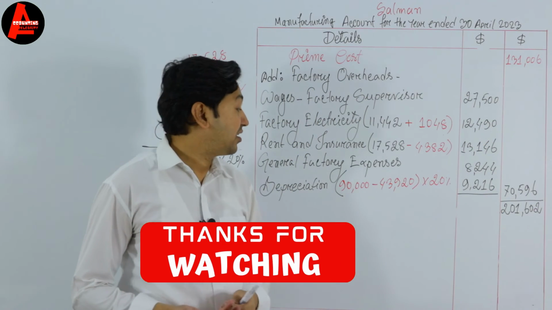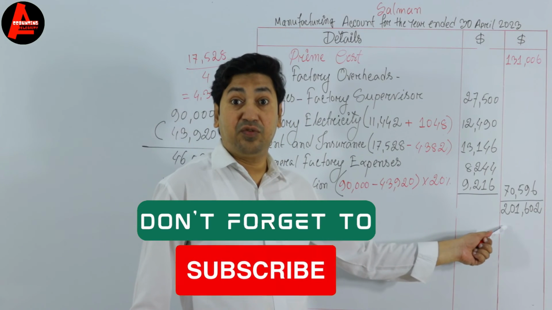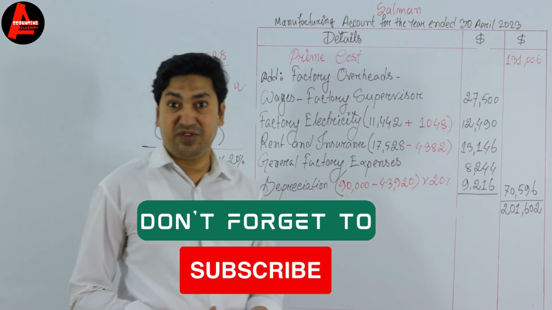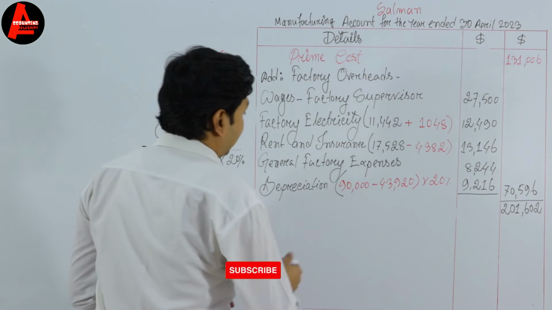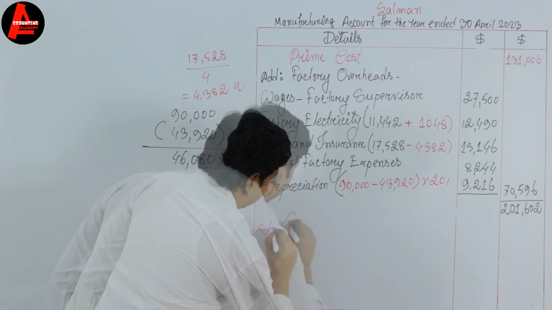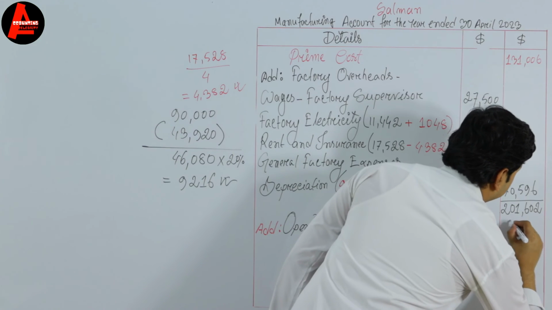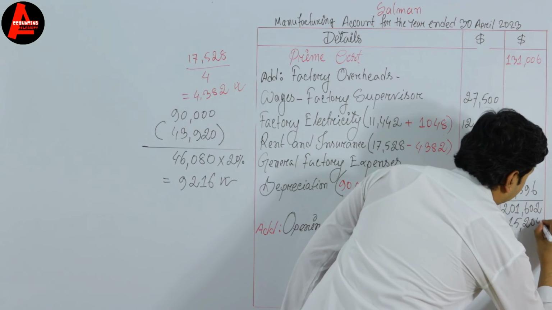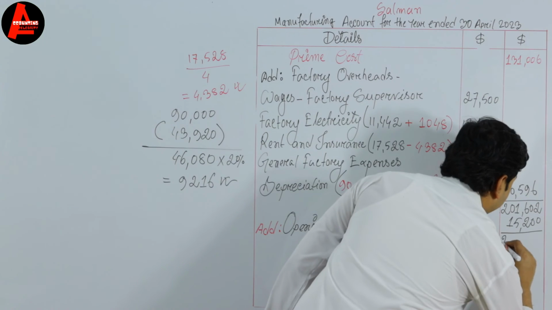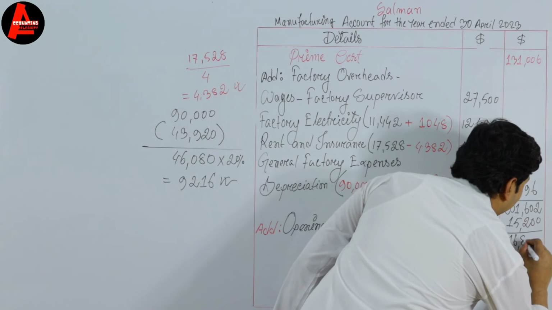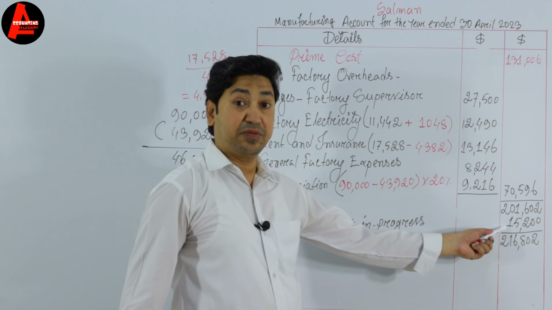So now how to calculate cost of operation? So here now we will add opening work in progress and we will subtract closing work in progress. Okay, we'll get cost of operation. So let us write here add opening work in progress. So on the question it is $15,200. Okay, so if we sum up we get here $216,802. Okay, we added here opening work in progress.